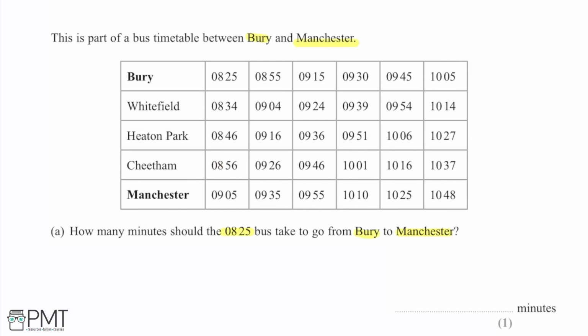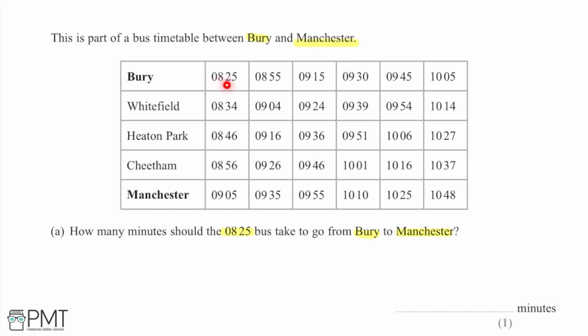So if I have a look, in the first column we have the place names, so going from Bury to Whitefield to Heaton Park, all the way to Manchester at the end, the final destination. And then we have lots of times in this part of the table. Now, if we know that the bus is going to be stopping at all of these places, we must know that we're going to be working down the columns in order to see what time the bus is going to stop at each stop.